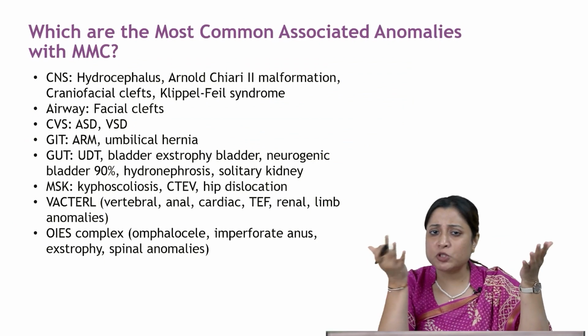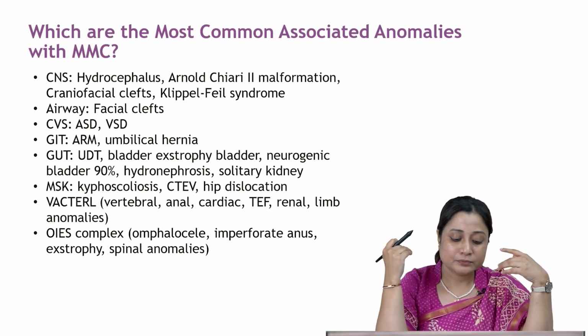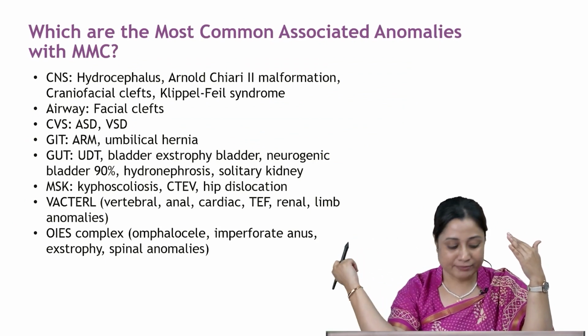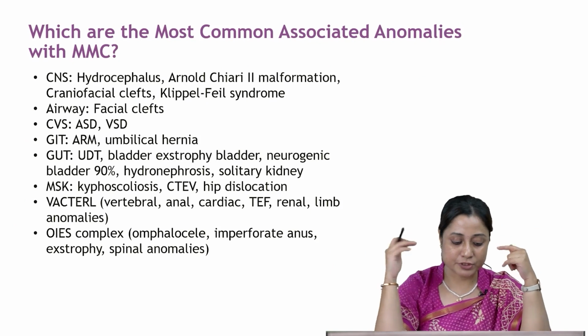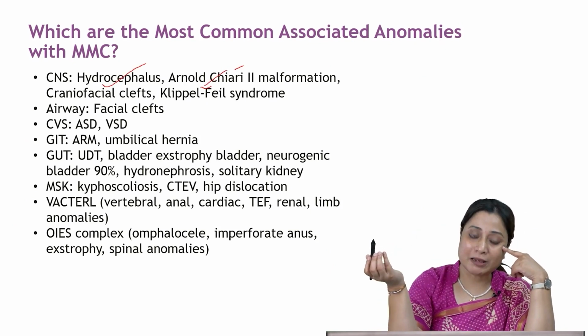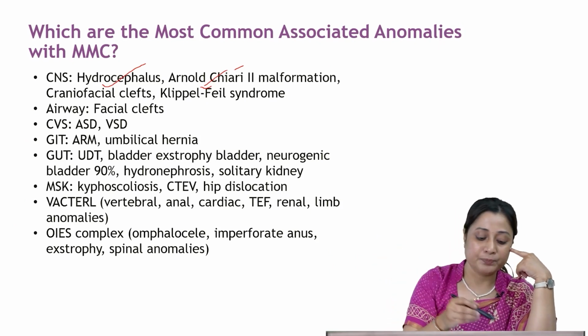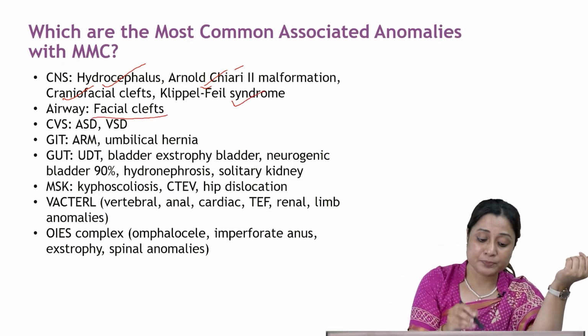So, which is the most common anomaly which you will think about if a child presents to you with meningomyelocele? First and foremost, we go stepwise. CNS. Meningomyelocele, neurological, think about CNS first. Hydrocephalus, 80% of times. Arnold Chiari type 2 malformation, many a time seen. Can have craniofacial clefts, Klippel-Feil syndrome. Airway can have associated facial clefts.